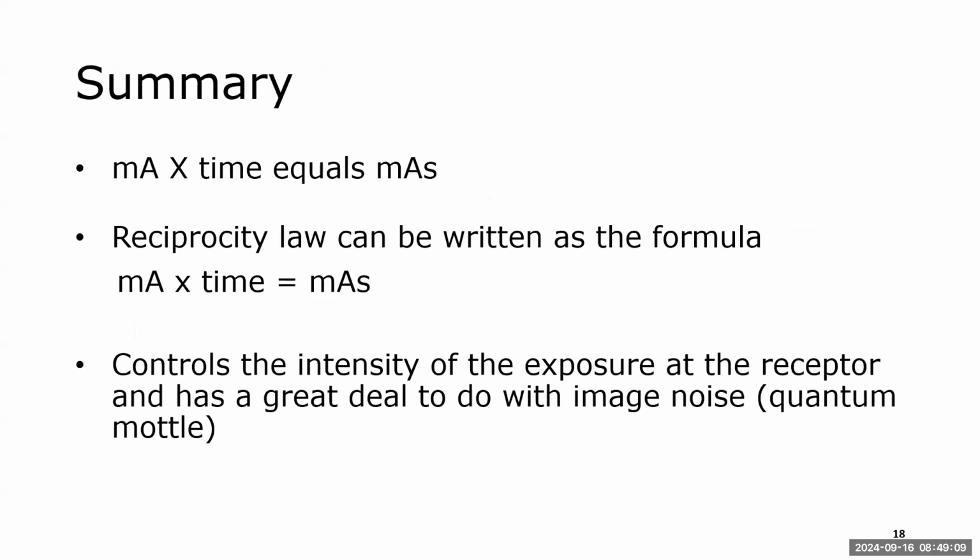So in summary, mA times time equals mAs. That is the reciprocity law, which can be written as that formula. It controls the intensity of the exposure at the receptor and has a great deal to do with image noise, quantum mottle, or photon starvation. All those terms are talking about the same thing. Quantum mottle, photon starvation. All right. Any questions so far?